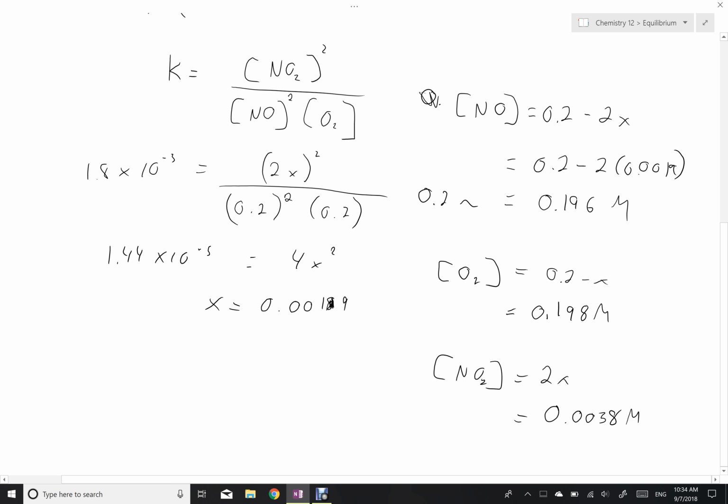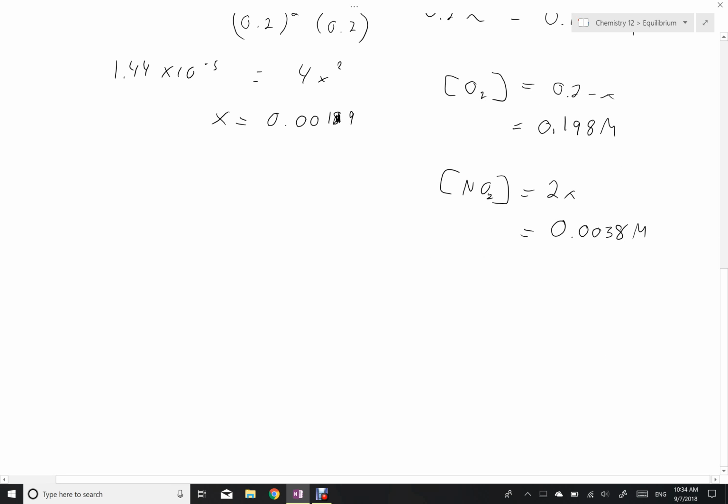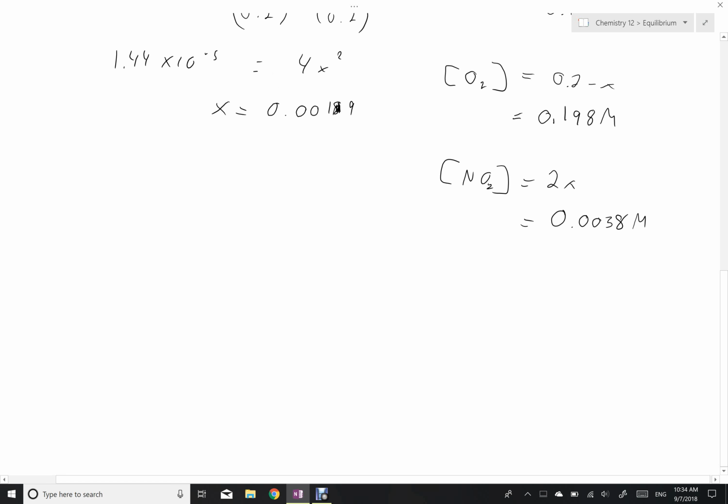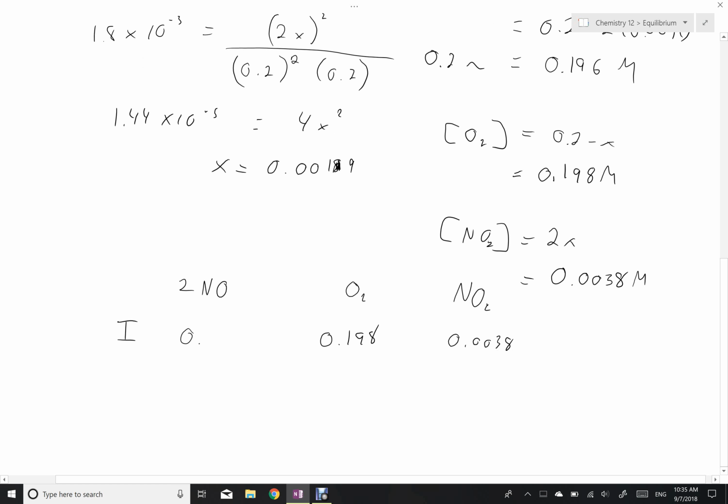But let's say for some reason we want it to be really, really accurate. How could we get this to be even more accurate? Well, basically we could repeat the process. So now we could assume that our initial concentrations of nitrogen monoxide, oxygen and nitrogen dioxide were the things that are given here. So this one will be 0.0038, and this one will be 0.198, and this one will be 0.196.